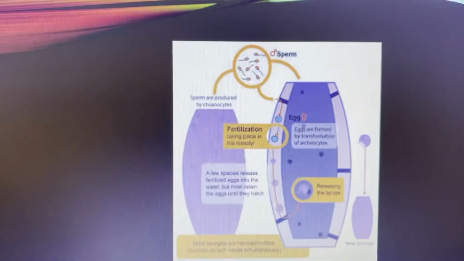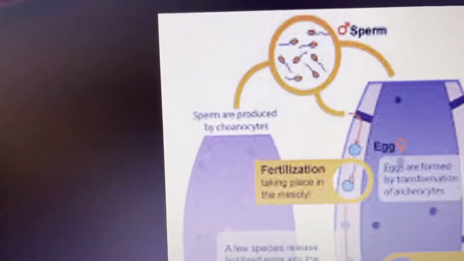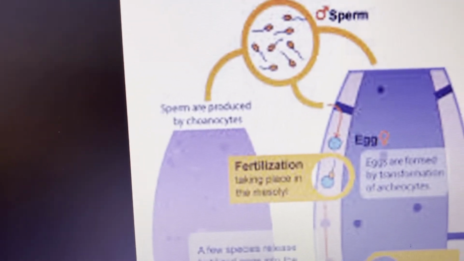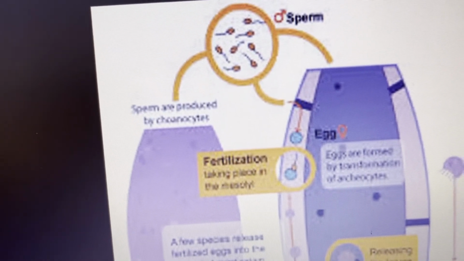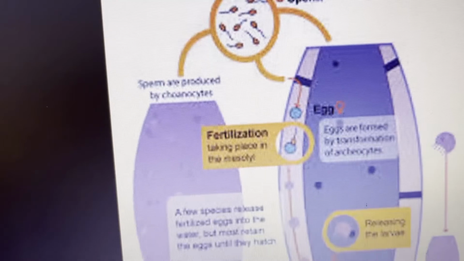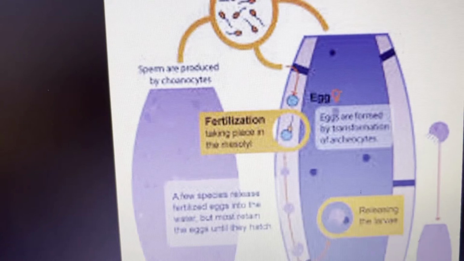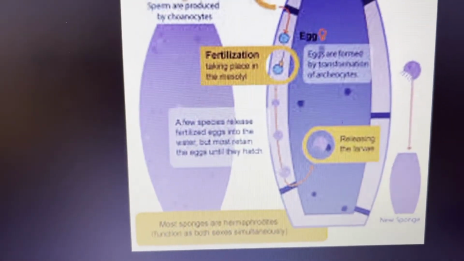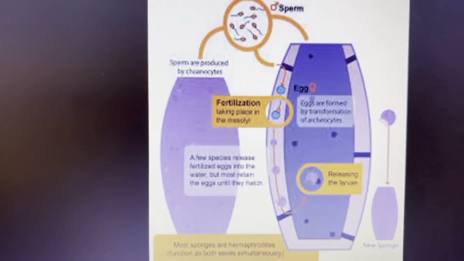Now, let us move on to the picture here. Sperms are produced by choanocytes. As you can see here, these are the sperms on the top, circled in orange, which go to the egg, with fertilization taking place in the choanocytes. Then the fertilized eggs develop, and the larva is released. Most sponges are hermaphrodites, until a new sponge forms. So this is the sexual reproduction.